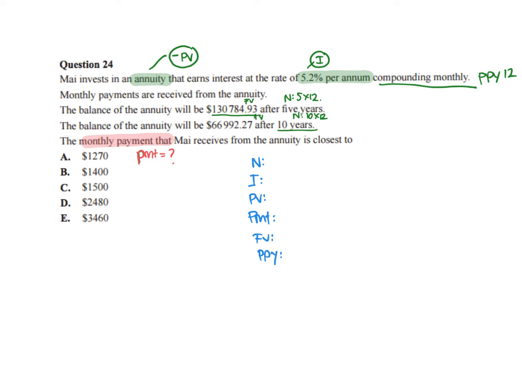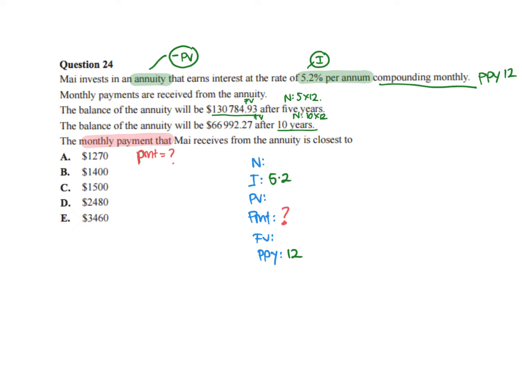So if we go through our question, we can see that we know I, the interest rate is 5.2. It's really important to put the question mark on there so you don't accidentally put in a value, and everything else should be able to be filled in. So I know PPY is 12. Now they're asking me to find the value of the payment. So I must be able to get those other values.